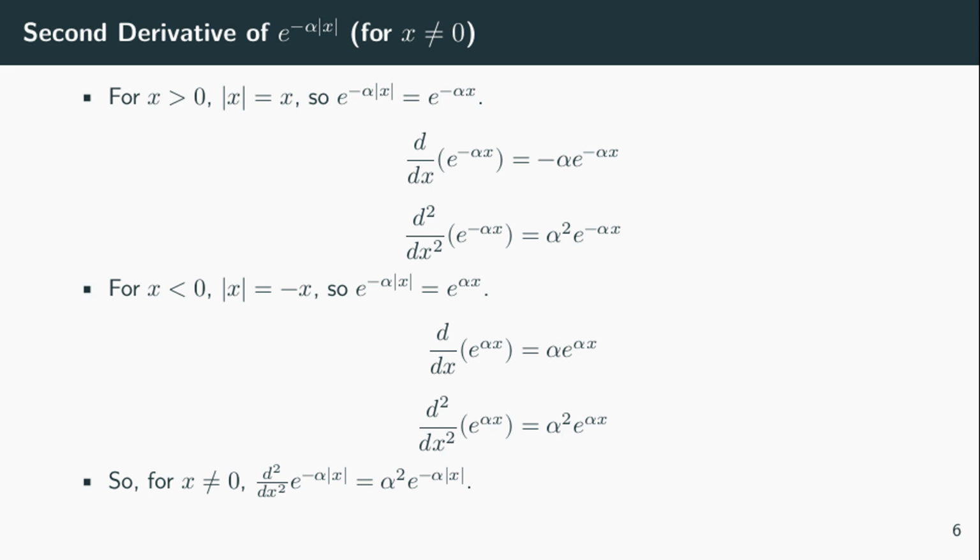When x is greater than 0, the absolute value of x is just x, so our function simplifies to e to the minus alpha x. Taking the first derivative gives us minus alpha times the function, and the second derivative gives us alpha squared times the function. Now for x less than 0, the absolute value of x is minus x, making our function e to the power of alpha x. The first derivative here is alpha times the function, and the second derivative is again alpha squared times the function. So you can see that for x not equal to 0, the second derivative is consistently alpha squared times the original function.